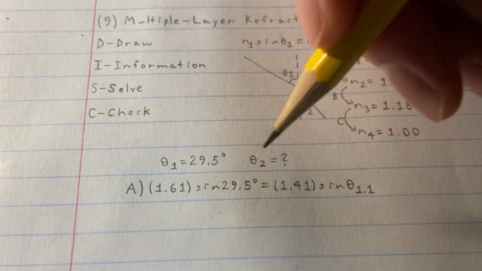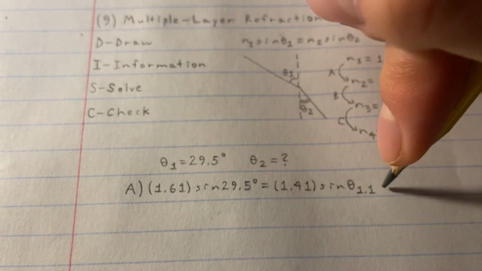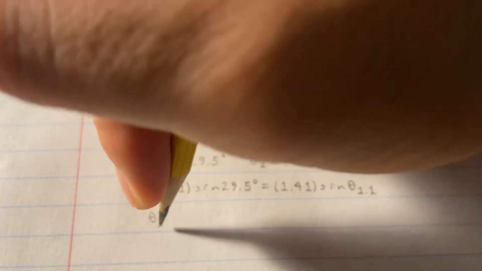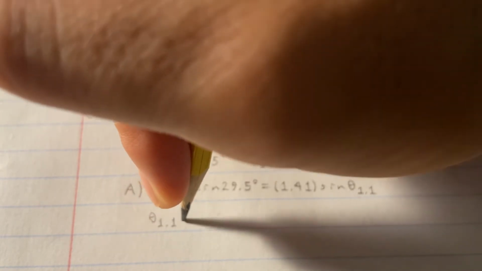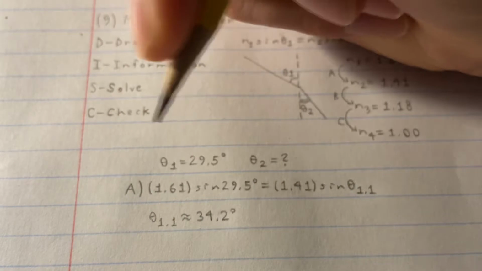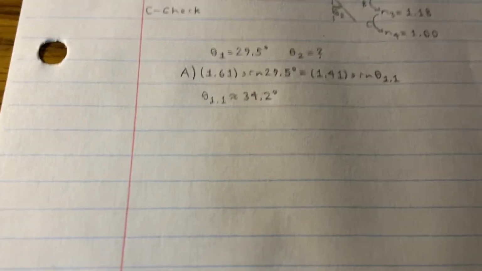And once we plug these values into the calculator, you will see that theta 1.1 is approximately 34.2 degrees. Let me just adjust the camera.